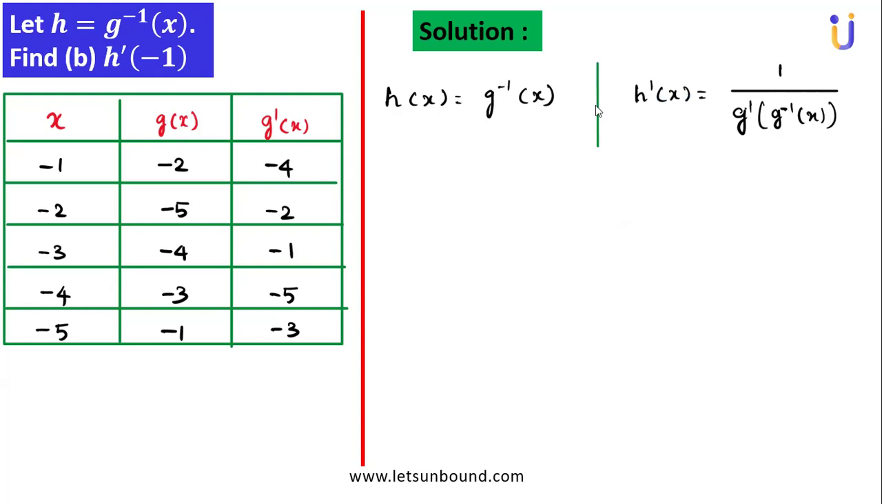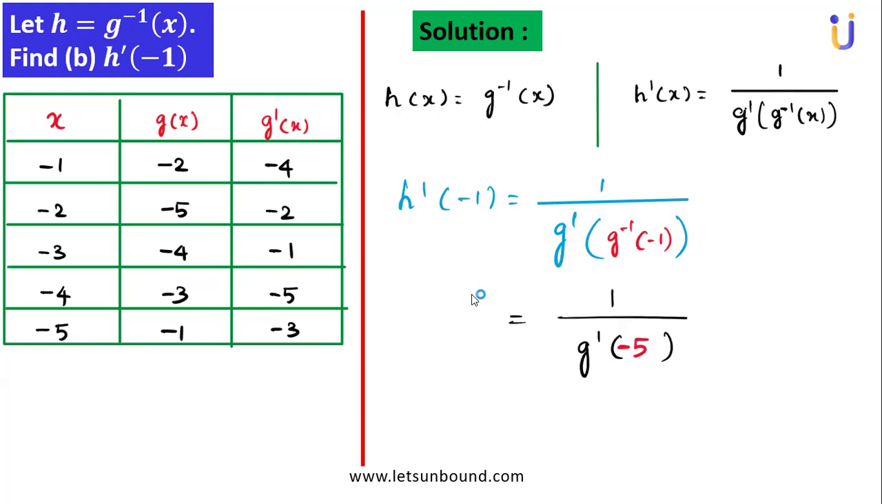h dash of x is 1 by, if it's an inverse function, g dash of g inverse of x. That's the formula we learned, right? And h dash of minus 1 is 1 by g dash of g inverse of minus 1. We are just plugging minus 1 in for x. And what is g inverse of minus 1? So this is your minus 1. We got a minus 5. So I know this is g of minus 1.